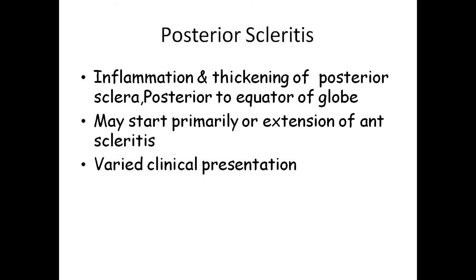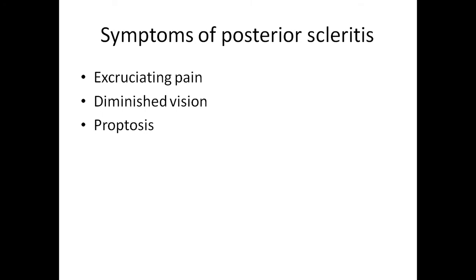In posterior scleritis, inflammation and thickening of the posterior sclera, posterior to the globe, occurs. It may start primarily or as an extension of anterior scleritis. The patient will have excruciating pain, and diminution of vision will be there because posterior scleritis is always associated with exudative RD. There will also be mild proptosis, protrusion of the eyeball.